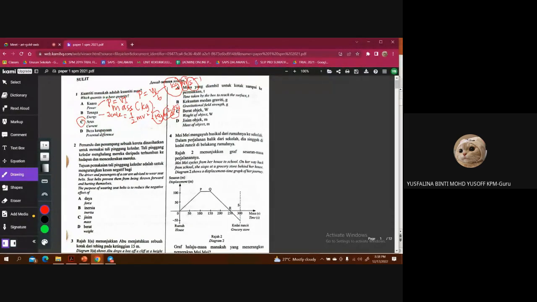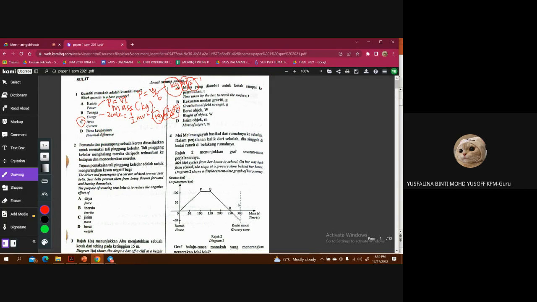I think in Form 4, during the first chapter, you need to remember the seven base quantities. Other than those seven, everything else is a derived quantity. So just remember the seven: length, mass, time, current, light intensity, and also the number of moles. That one is for chemistry.